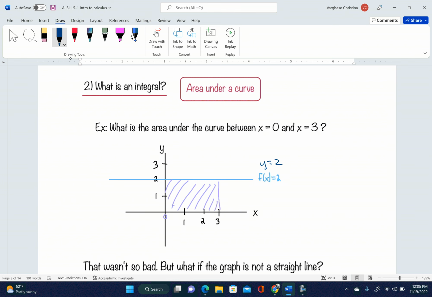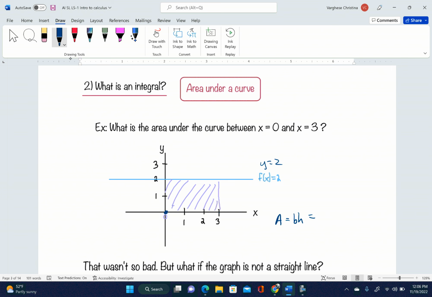And if we say, hey, what is the area under the curve between x equals 0, which is this origin, and x equals 3, which is this line right here, all we have to do, we can see that this is a rectangle, right? So how do you find the area of a rectangle? Area is equal to base times height, right? Or length times width, same thing.